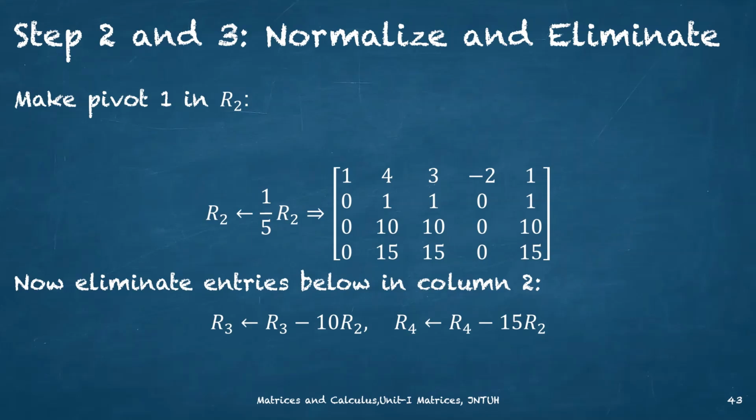Next, we eliminate the entries below the pivot in column 2. We do this by replacing row 3 with row 3 minus 10 times row 2, and row 4 with row 4 minus 15 times row 2. These operations help us form zeros below the second pivot and move closer to echelon form.